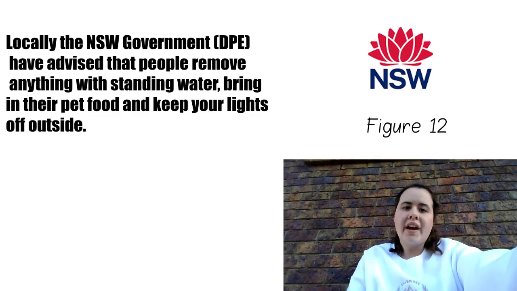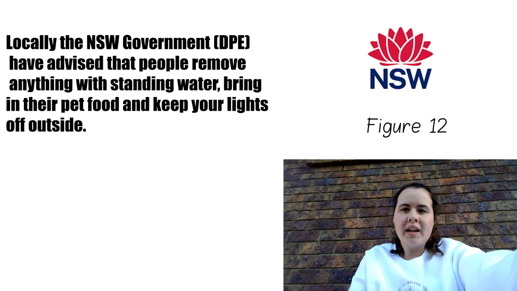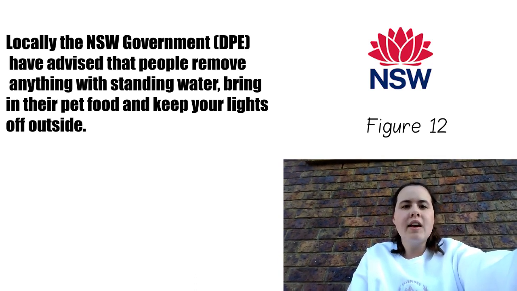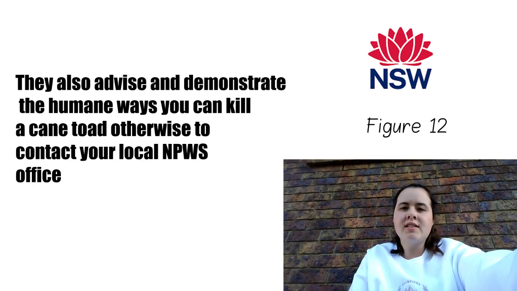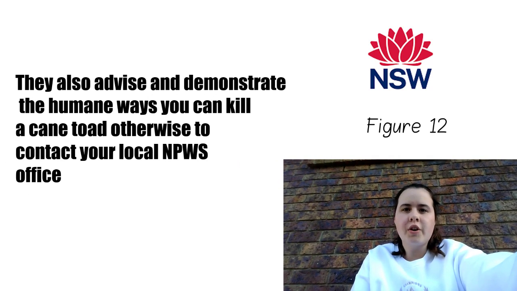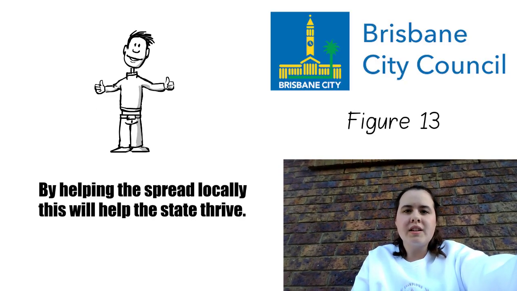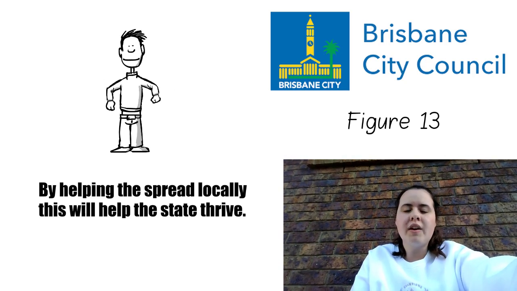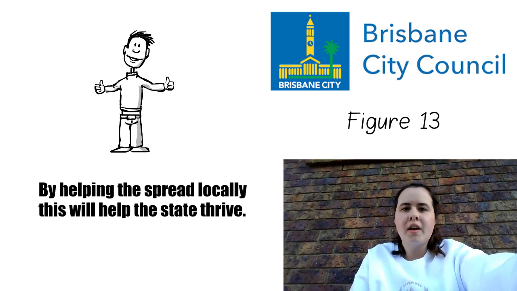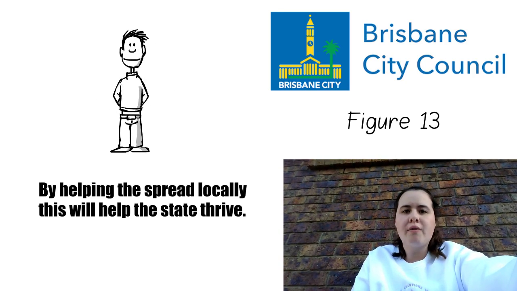To help stop the spread of cane toads locally, the New South Wales government have advised that people remove anything with standing water, bringing their pet food in, and keeping their lights off outside. They also advise and demonstrate the humane way to kill a cane toad, otherwise to contact your local NPWS office. The Brisbane City Council explains the prevention that will help eliminate the spread of cane toads, like removing eggs and having basic fencing. By helping the spread locally, this will help the state thrive.